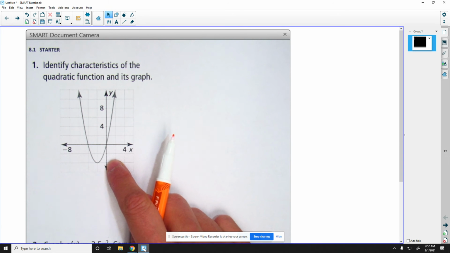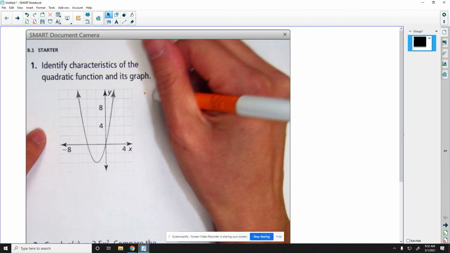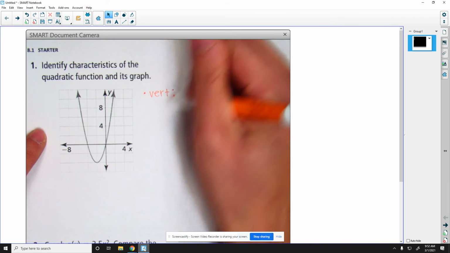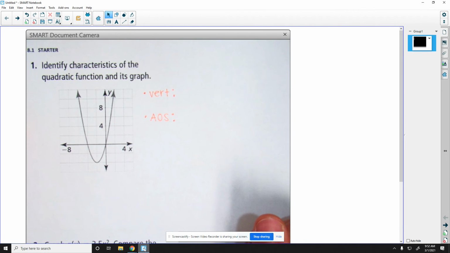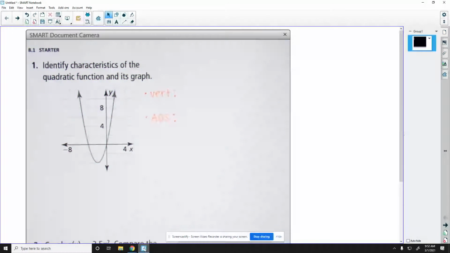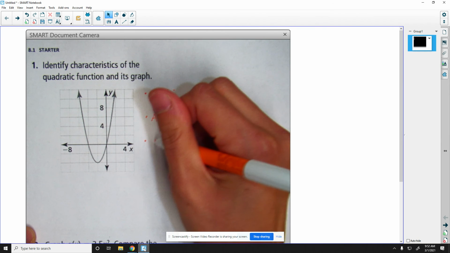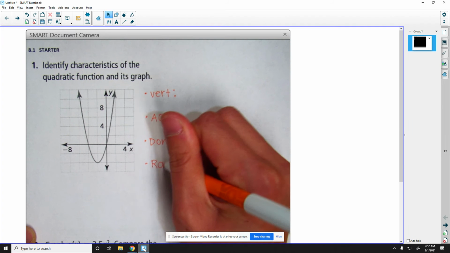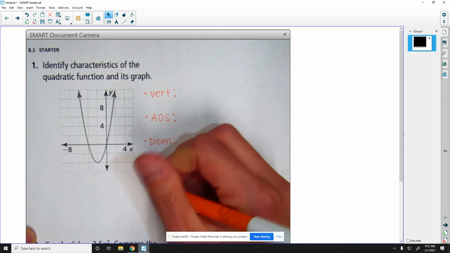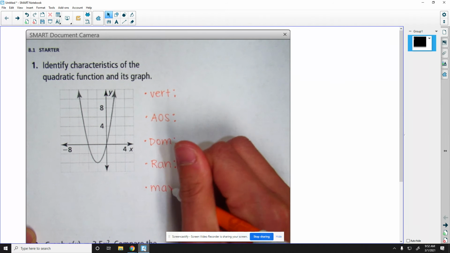Characteristics meaning, like, where is the vertex? Where is the axis of symmetry? What else did we have to know? What is the domain? What's the range? And if there's a max or a min.